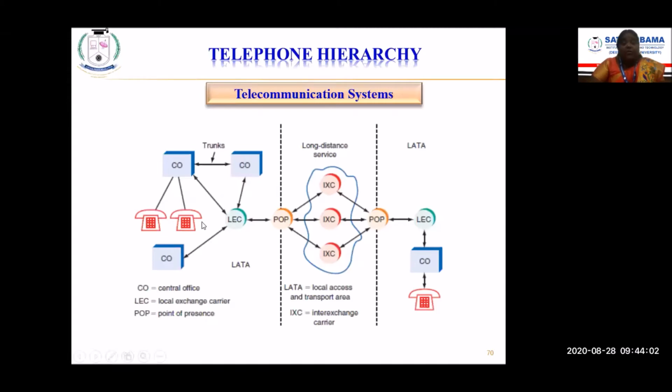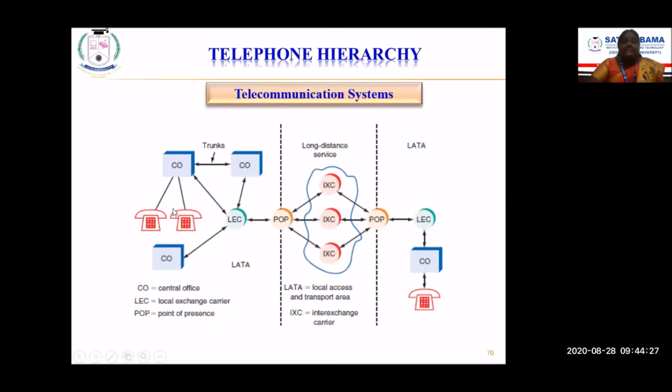Suppose you wanted to get connected to a person who is at a farther distance, what happens? We need to make use of this POP, that is point of presence. Between these two points of presence, we'll have the inter-exchange carrier. So they will be providing the long distance communications. Okay, so this is for a particular area, let us say within a city or a town or a particular locality.